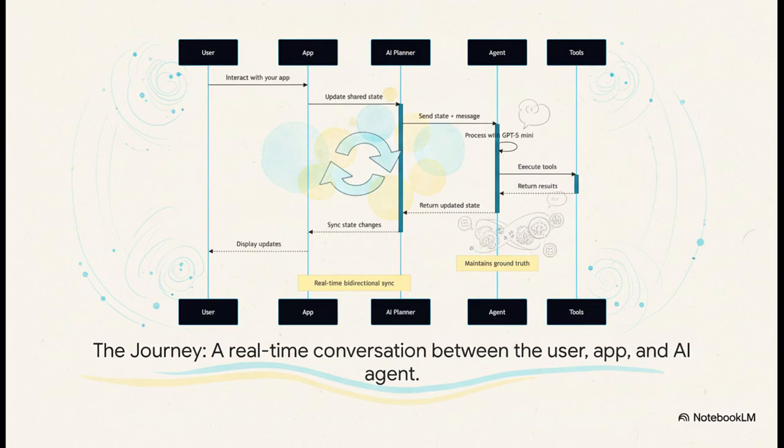All right, check this out. This diagram, which is going to take up the whole screen, shows the journey in action in real time. So let's just follow the flow together. It starts with the user, right? They interact with the app. That app then sends the user's intent over to an AI planner. The agent then crunches on that intent, figures out which tools to use, and sends back an updated state.